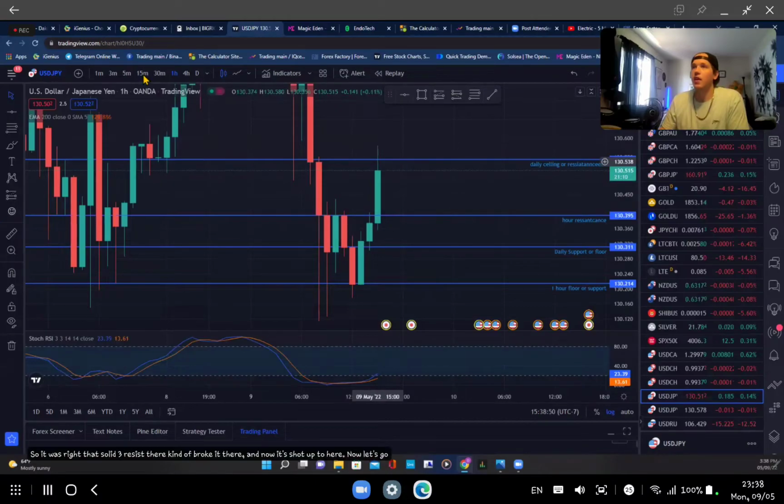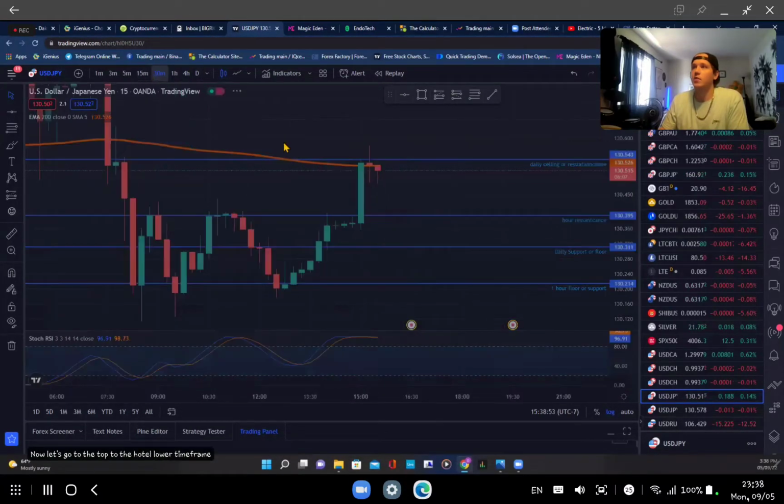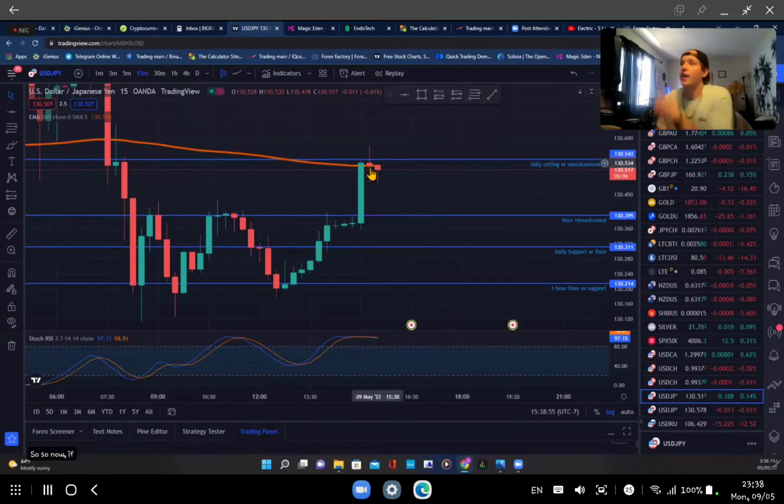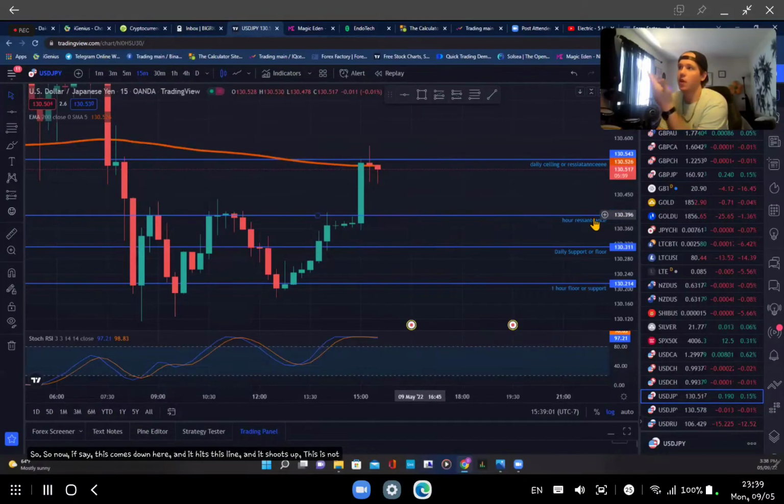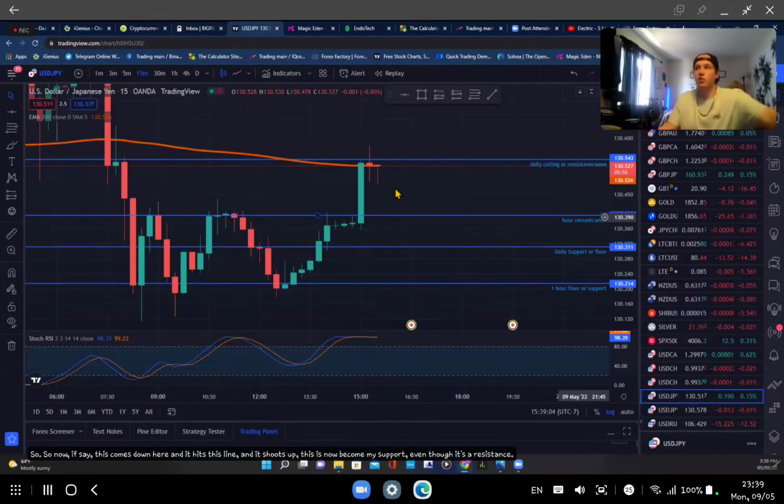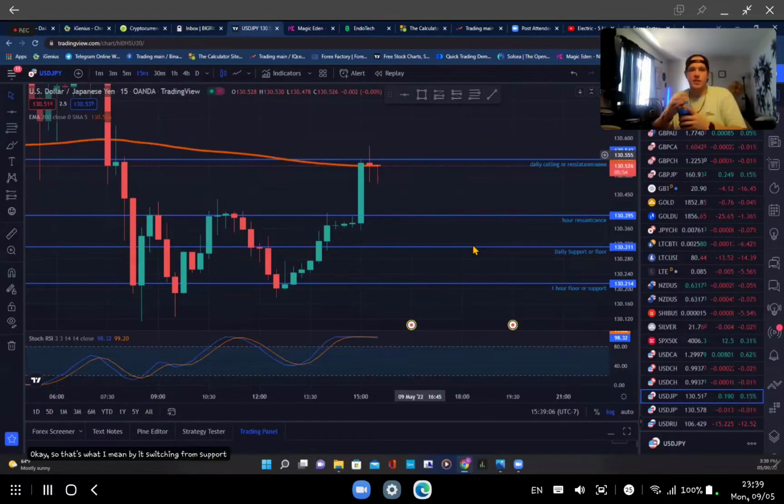Now let's go to the lower time frame. So now, if say this comes down here and it hits this line and it shoots up, this has now become my support, even though it was a resistance. So that's what I mean by it switching from support to resistance. Does that make more sense?